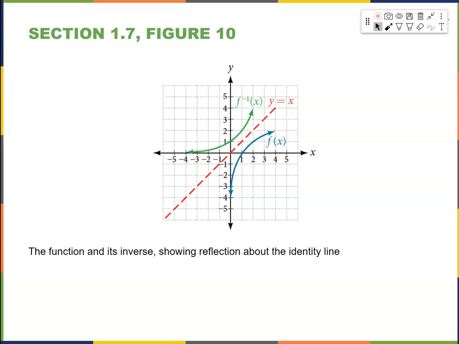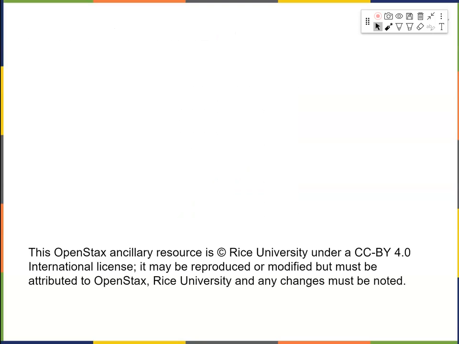So this shows the function and its inverse with the reflection about the identity line. And that's it for section 1.7, and this is the last section of chapter 1.